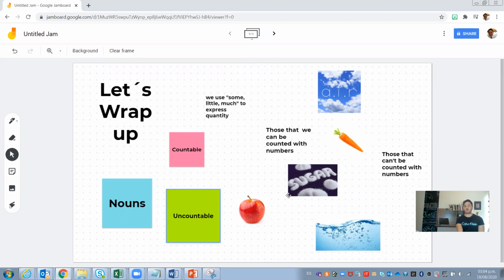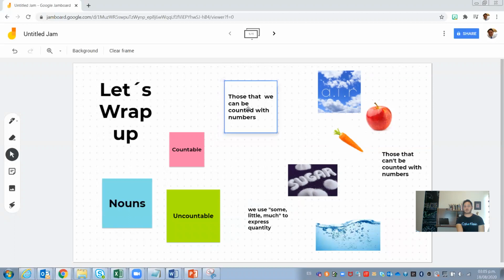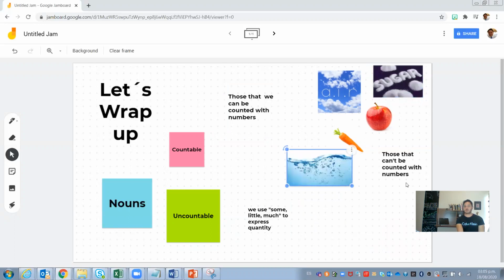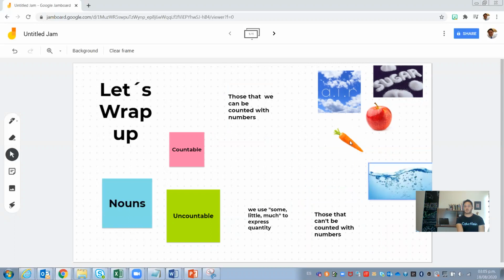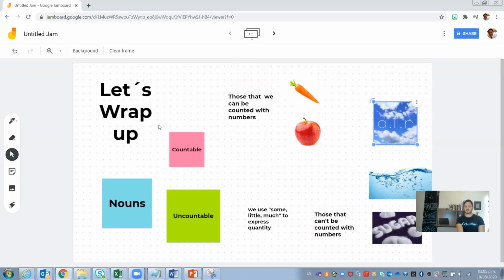We use it for countables or uncountables. We use it for countables those that can be counted with numbers. And examples. Oh, we have this other idea. Those that cannot be counted with numbers are uncountables. Water, countable or not countable? It's uncountable. Carrot, it's countable. Apples are countable. Sugar is not countable, and air is not countable. So we have this mental map that we can connect.